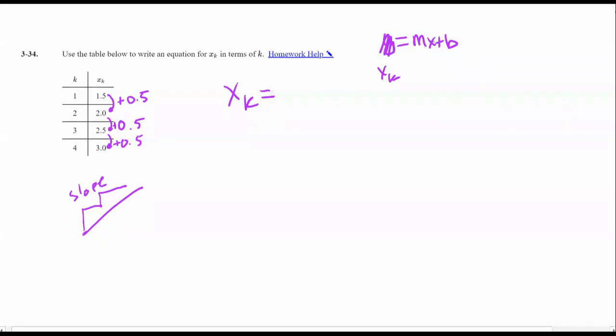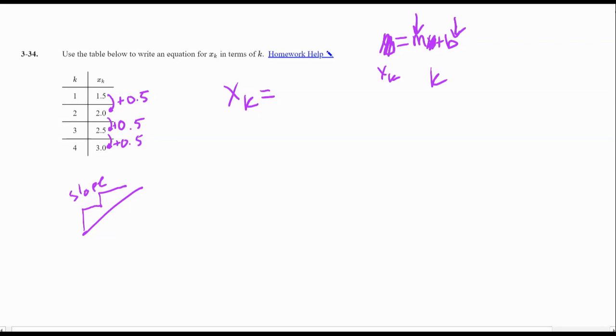because when I notice that this is just going up by the same amount every time, remember that means I have a constant rate of change, which means that that is a slope. And so I know that my equation is linear, or a line, which I can remember to use y equals mx plus b to help me with that. Although instead of y, I'm using x of k. Instead of x, I'm using k. But I still really just need to find the slope and the y-intercept.